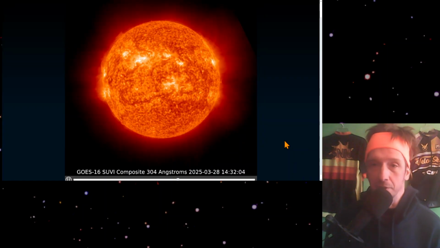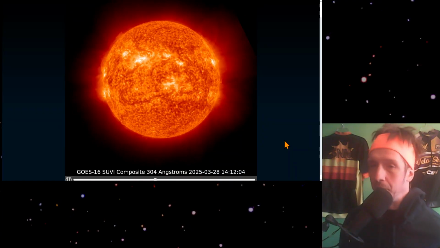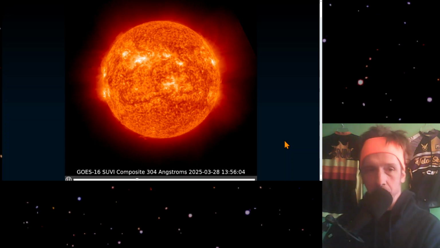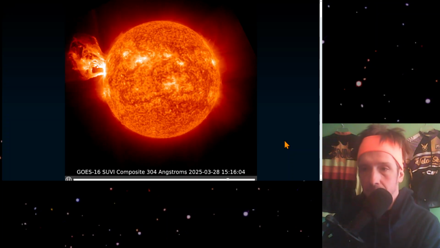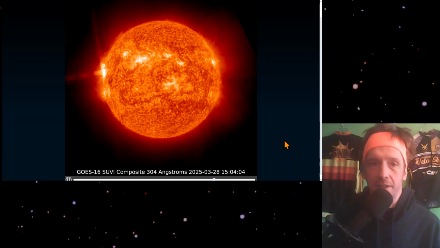the northeastern limb. Here's the best wavelength of all for showing coronal mass ejections. That's ionized helium, 304 angstroms. And we'll cut back to that here briefly.